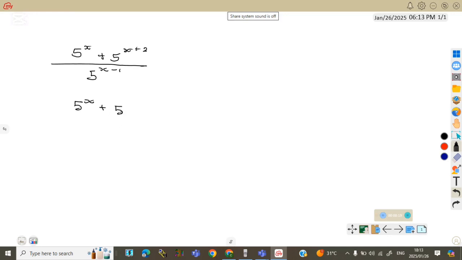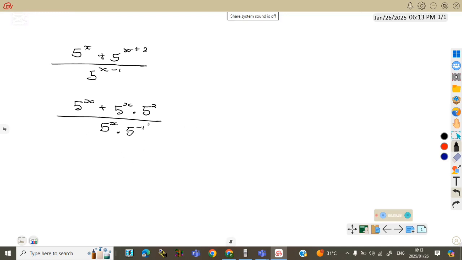And then this one I'm gonna break it down, right? So this one I break it down, it is gonna be 5 to the power of x multiplied by 5 to the power of 2. And this one again, when I break it down, is gonna be 5 to the power of x multiplied by 5 to the power of negative 1.